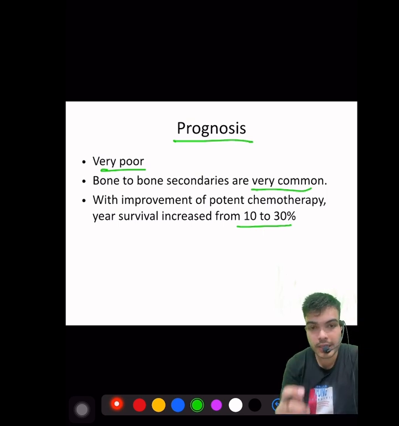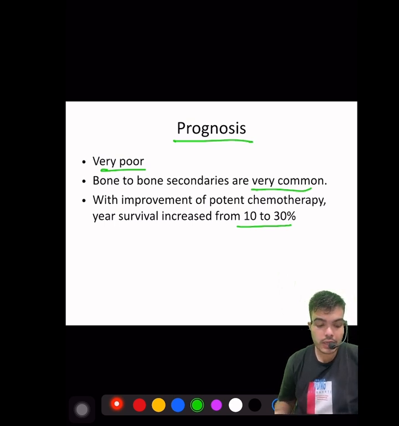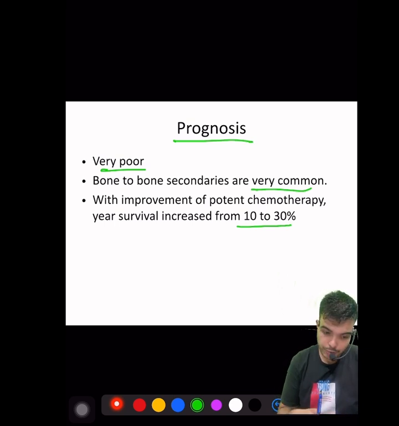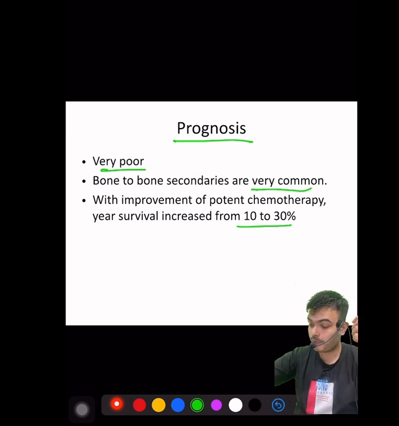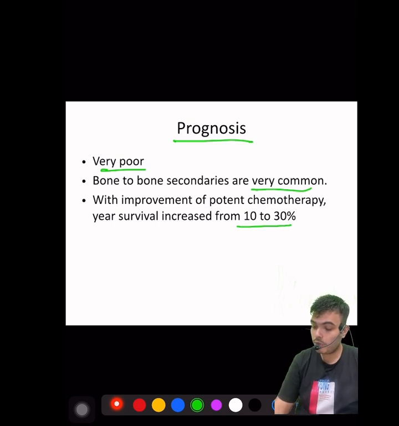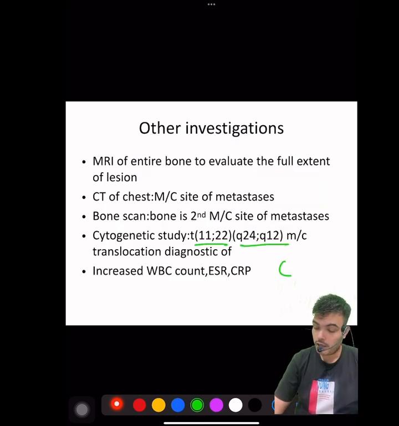Resembles lymphocytes. This word is important. Next is, of course, I already told you the 11;22 translocation and the 24;12 translocation. There's also one more translocation, that is t(21;22). And there is t(7;22) also. So if you can remember, it's better.